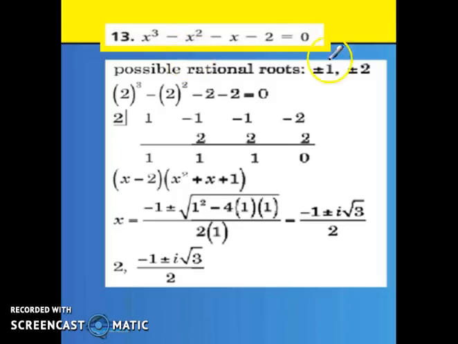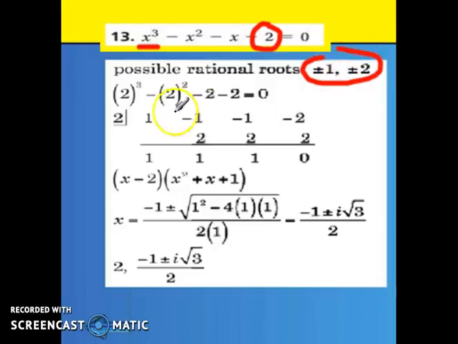In problem 13, I want to find all the roots. My degree is 3, so I know I'm going to have 3 roots here. My possible roots: I'm going to look at my last term. How do I get 2? 1 times 2, so it's plus or minus on both of these. I am going to use synthetic division to figure out which ones are roots.